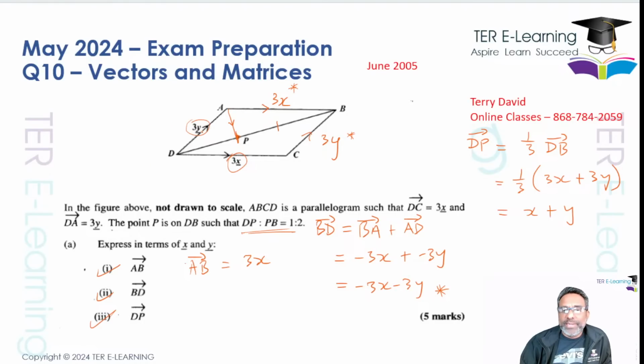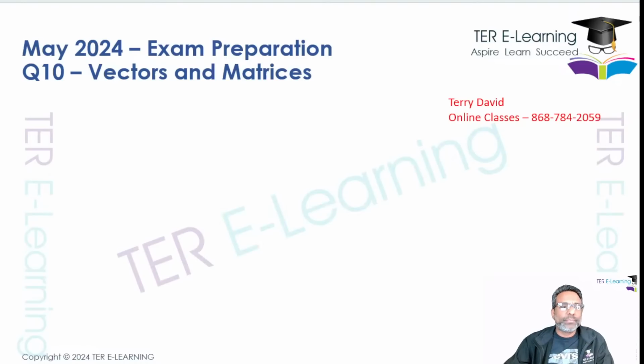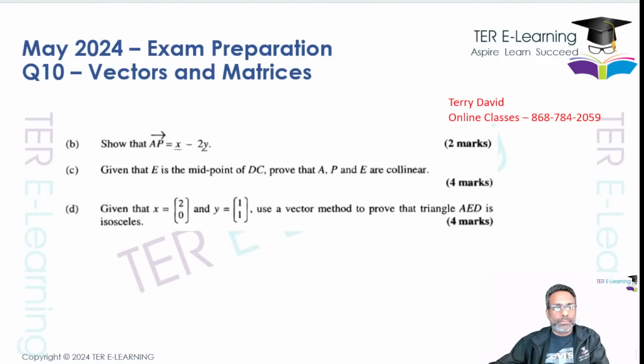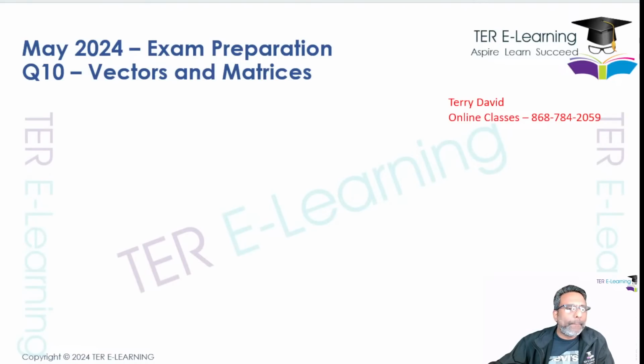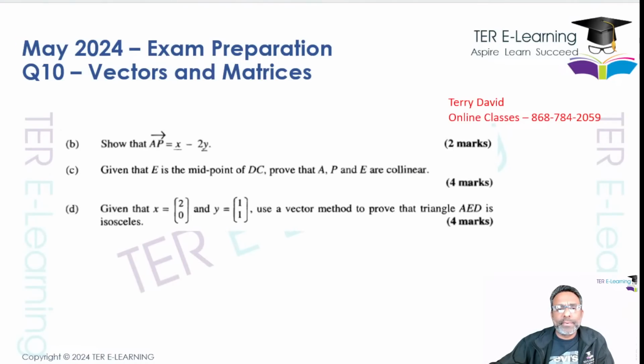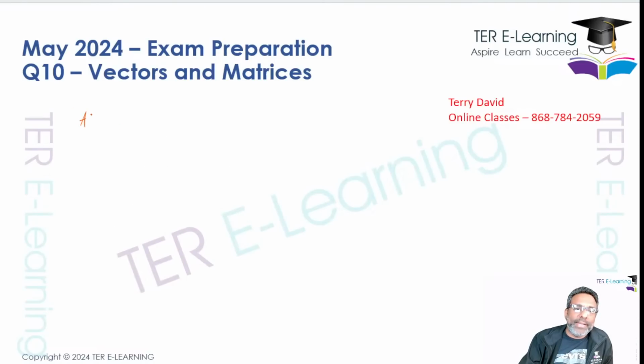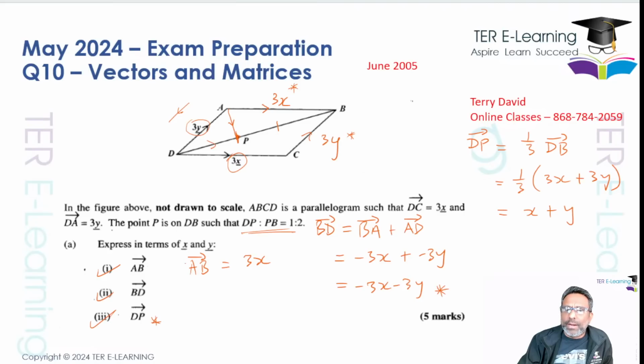So AP, based on our diagram, we can work out, we have DP. If I want to get AP, I'd go this way, that's A to D, and then D to P, because I already have that here. Let's see if that's really true. So according to my diagram, AP is equal to AD plus DP.